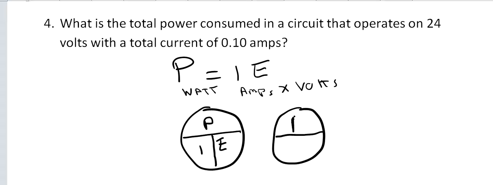So we're finding what P is, or the power, and we have amps, which is 0.1 amp, and we have our volts, which is 24 volts. So we just multiply 0.1 times 24, and you get 2.4 watts. So that's how you can apply Ohm's law, the power law, and some rules about series circuits.